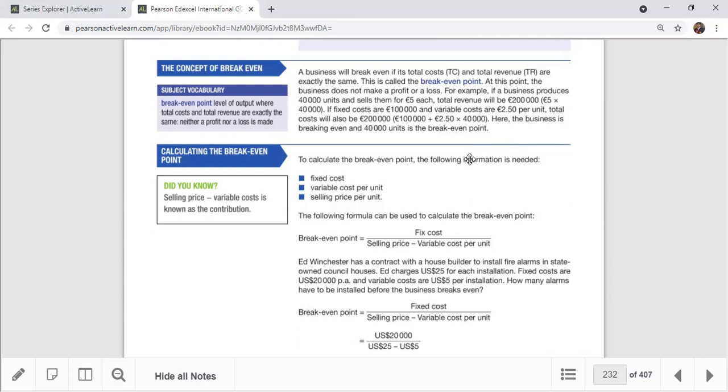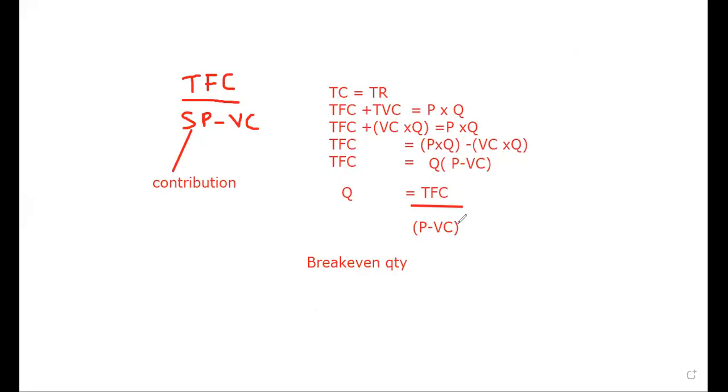This is why we are using this formula with 3 elements. Fixed cost, variable cost per unit, and selling price per unit are the main elements of this formula. We have to learn this formula by heart: break even equals fixed cost divided by selling price minus variable cost per unit. The technical part, how it is derived, I have explained on the whiteboard. You can see the fixed cost over selling price minus variable cost. This is the normal general formula.